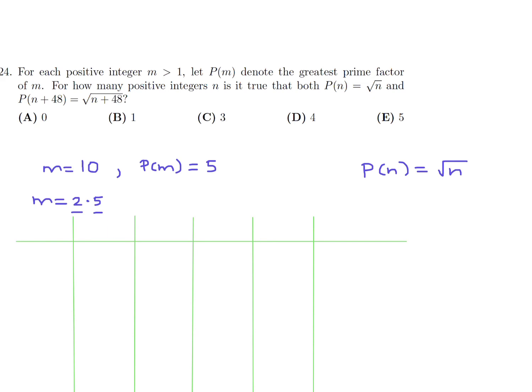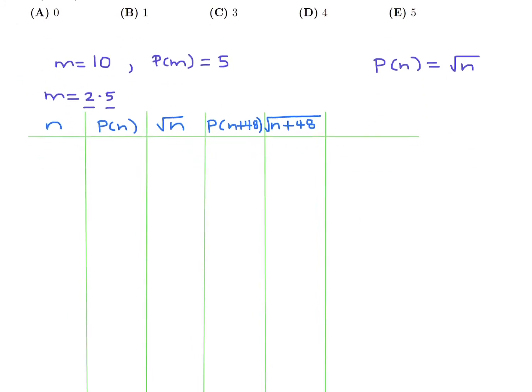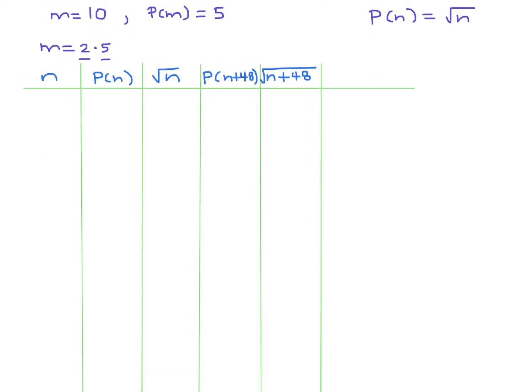So we have m, we've got P(n), root n, and then P(n+48) and root(n+48). First I'm just going to concentrate on the first three. All right, let's start filling in values and see what we get here.